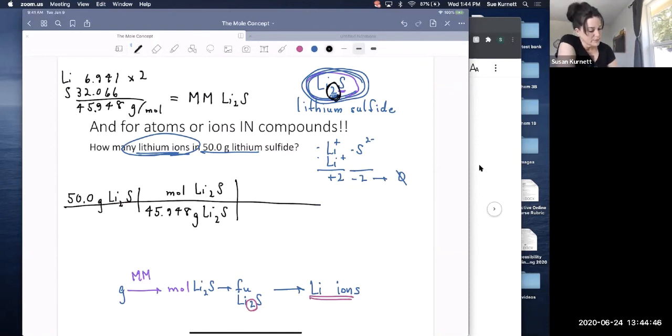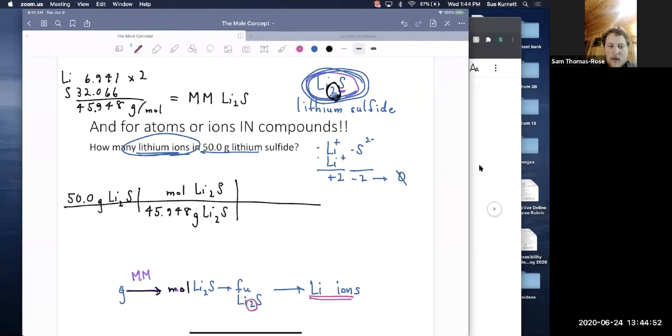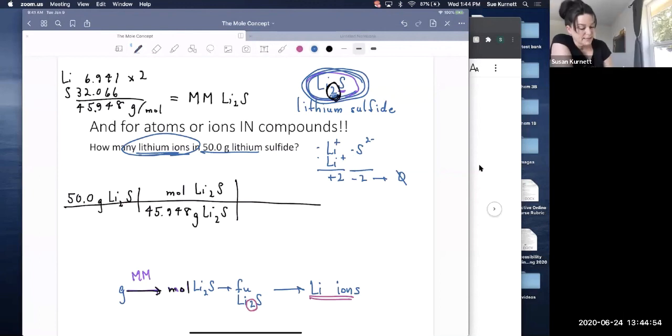Okay, so we've gone from grams to moles. And now to formula units. Yeah, 1 mole is 6.022 times 10 to the 23 formula units of Li2S, lithium sulfide. And every 1 formula unit has 2 lithium ions.